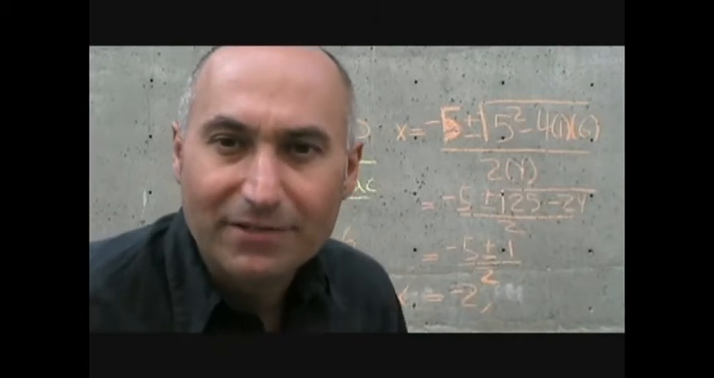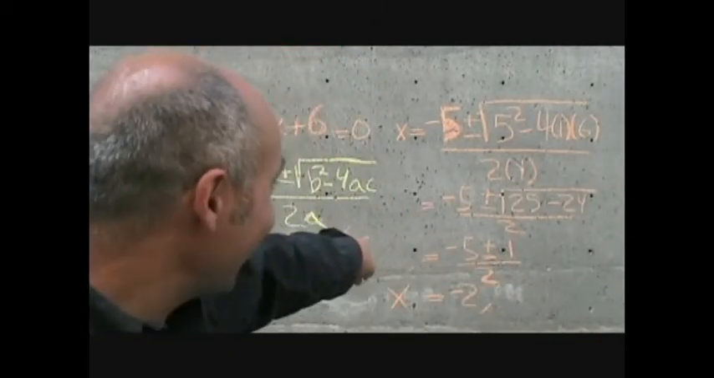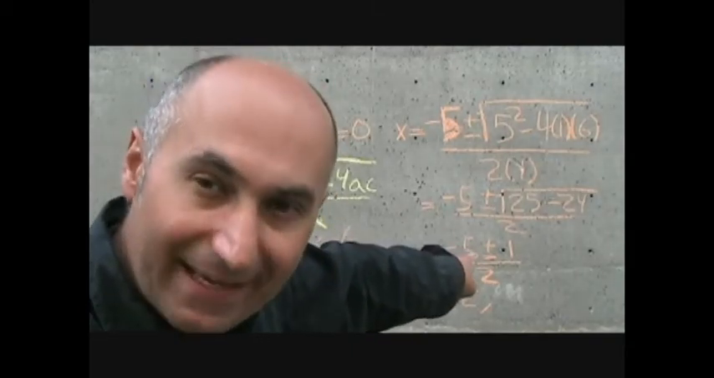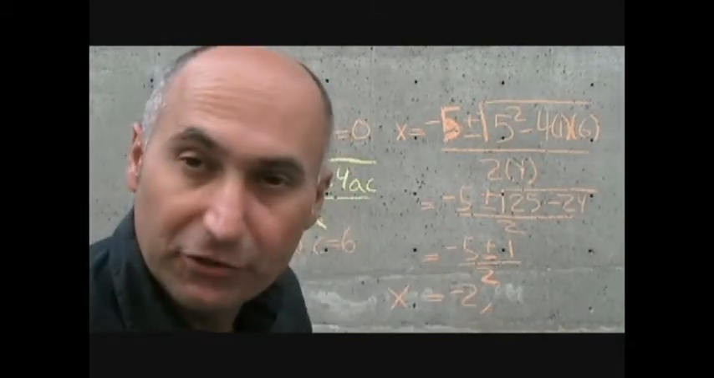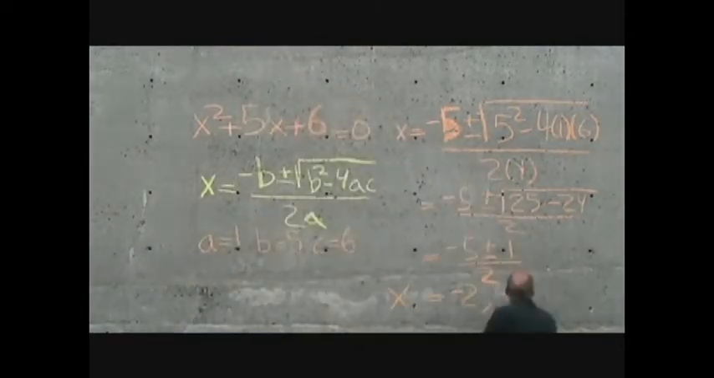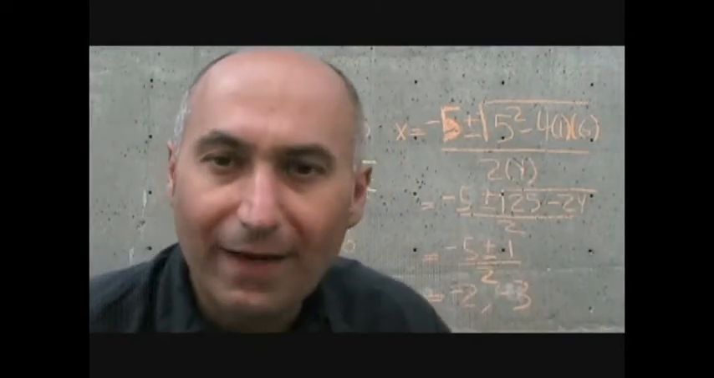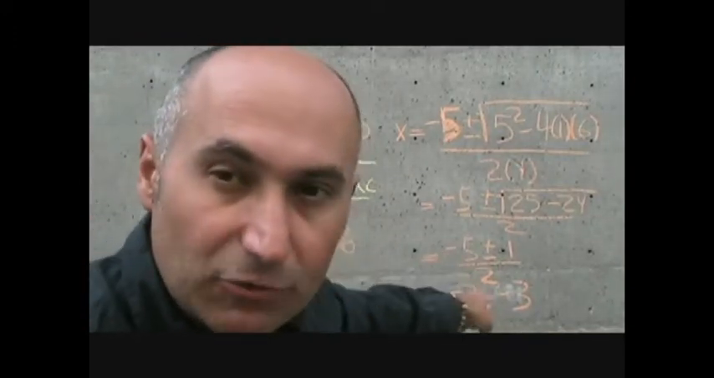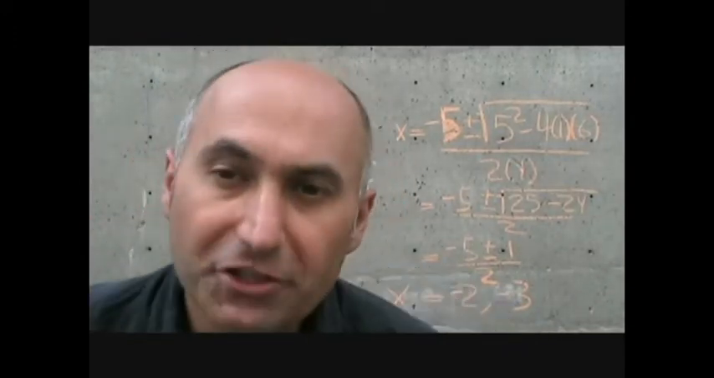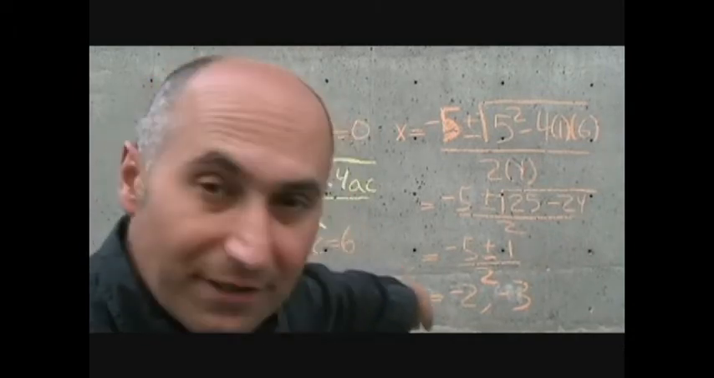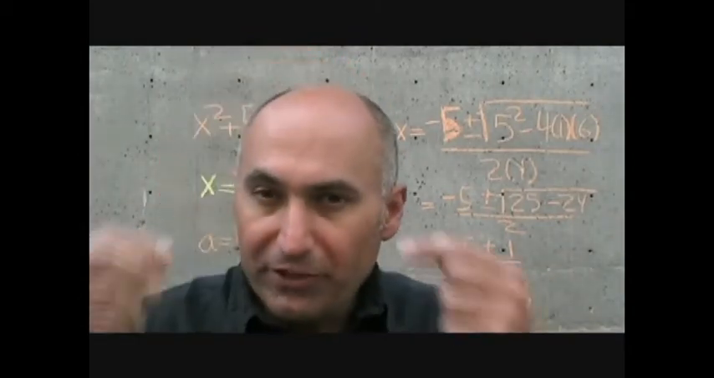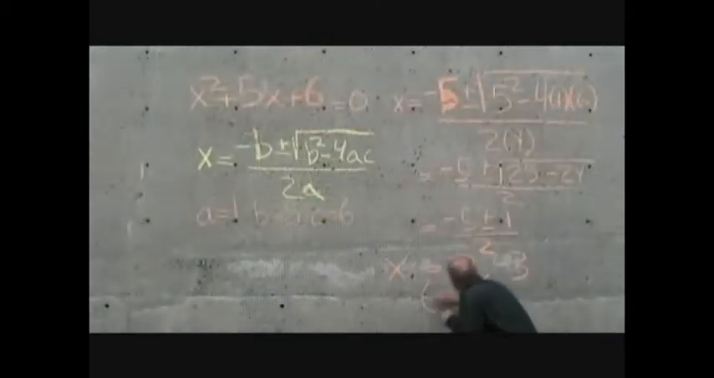Your second answer is going to be negative 5 minus 1, which is going to be negative 6. Negative 6 divided by 2 is negative 3. So you have two answers: x is equal to -2 and x is equal to -3. If you're talking about the Cartesian coordinate system, the coordinates for that would be (-2, 0) and (-3, 0). Those would be your x-intercepts, right?